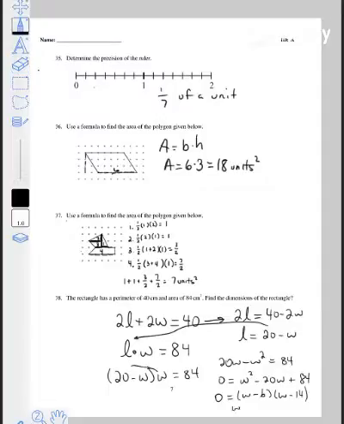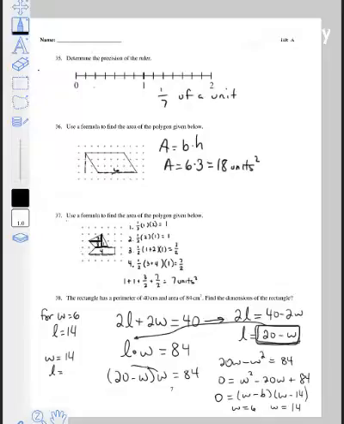So the width could be 6, or the width could be 14. Now we have to solve for length for either one of those. So we know the length right here is 20 minus the width. So if we have a width of 6, the length would be 20 minus that, which is 14. Or if we had a width of 14, the length is equal to 20 minus that, which would be 6.